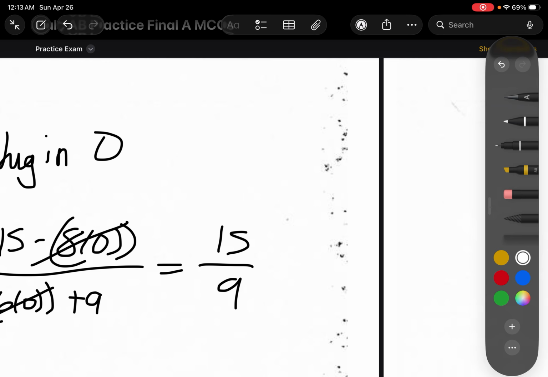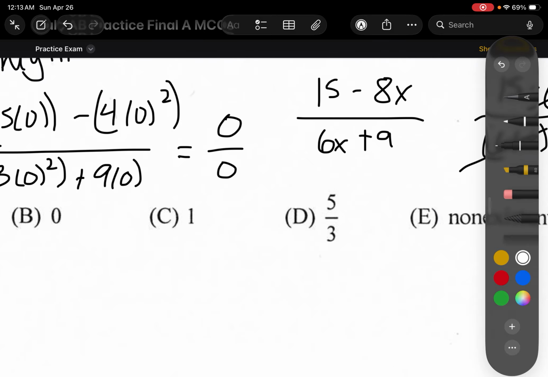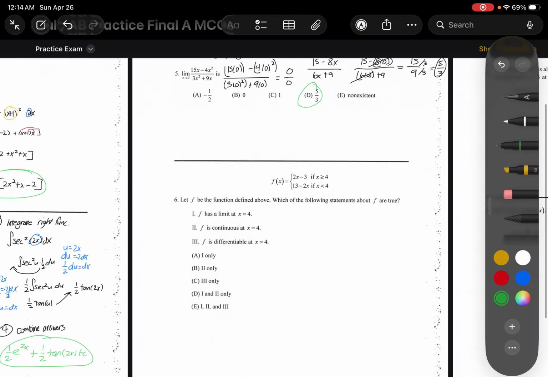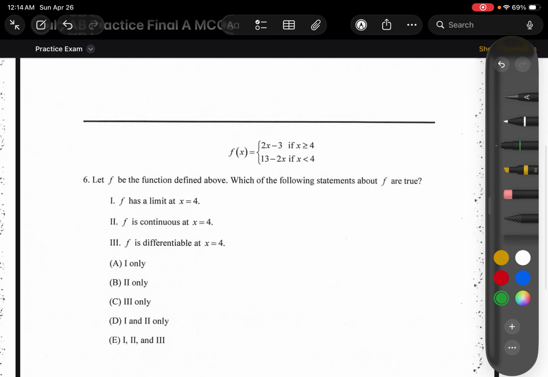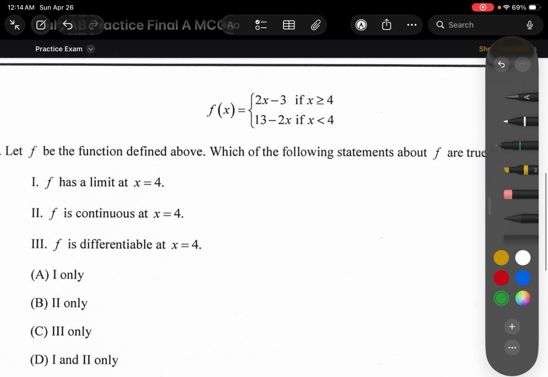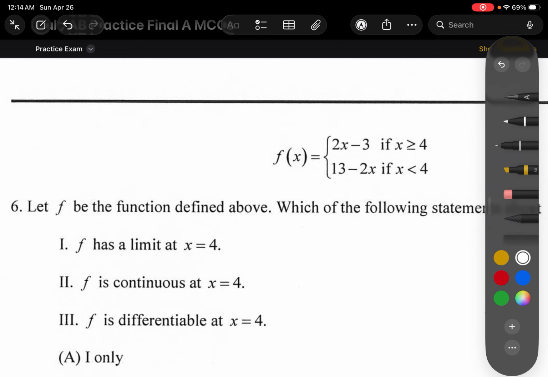These are both divisible by 3. So we're left with 5/3 as our answer. And that's going to be D. D is going to be our answer. Moving on to 6. Let f be the function defined above. Which of the following statements about f are true? Number 1, f has a limit at x equals 4.